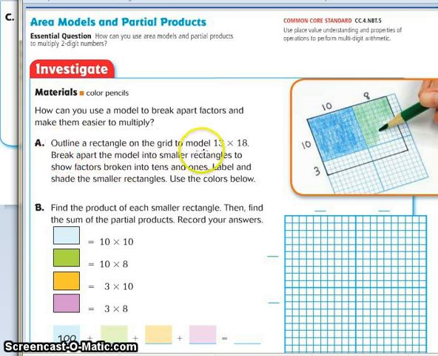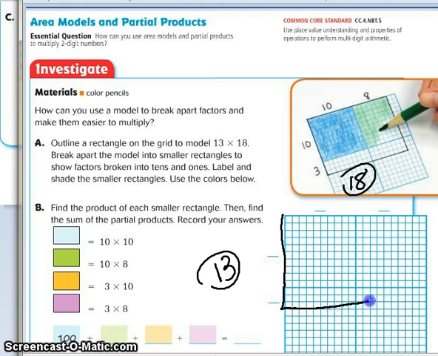Outline a rectangle on the grid to model 13 by 18. Okay, so here we're going to have 13 by 18. What that's going to look like, this is 10, 11, 12, 13 right here. And here's 18, or oops. Let me fix that. There we go. Okay, there's our 13 by 18 grid.